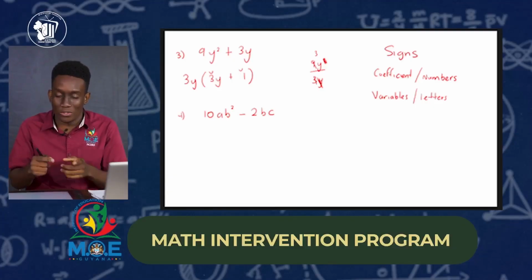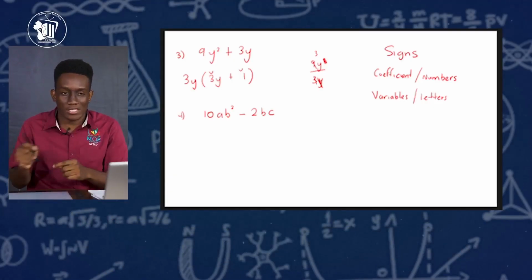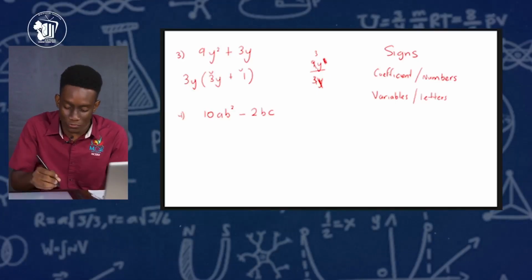So now let's look at the numbers. We have 10 and we have 2. The highest common factor between 10 and 2 would of course give you 2. So we have 2 as the highest common factor for the numbers.